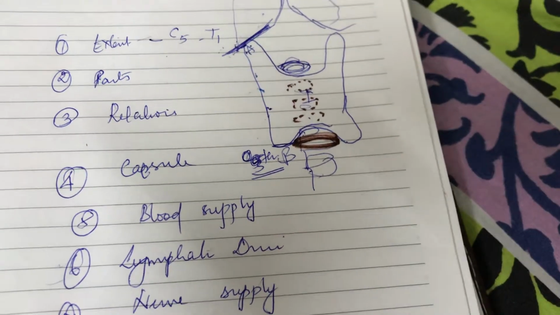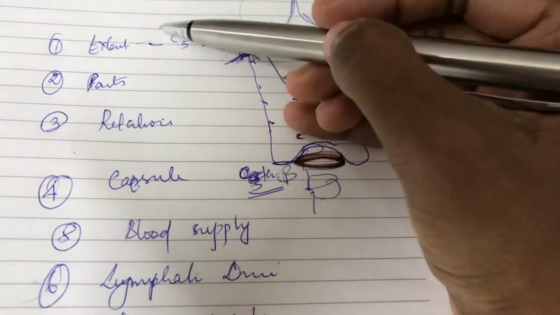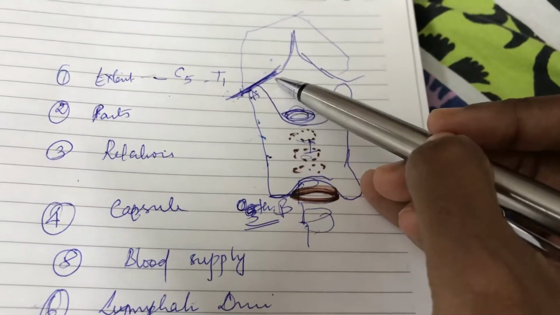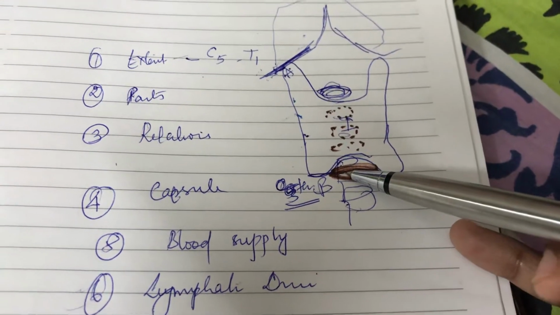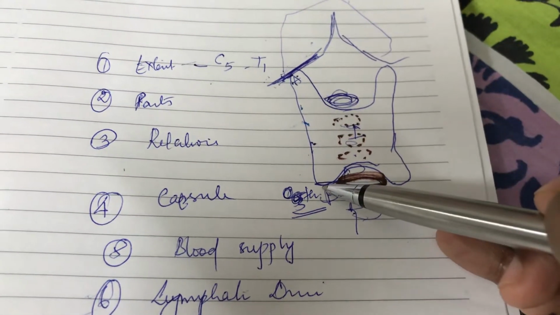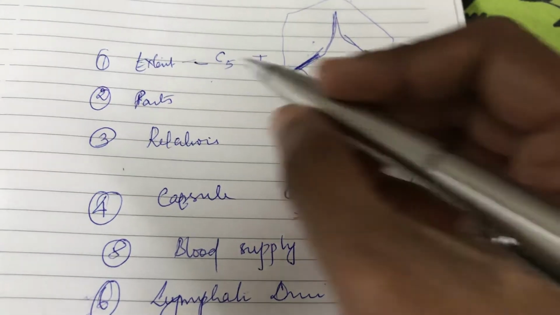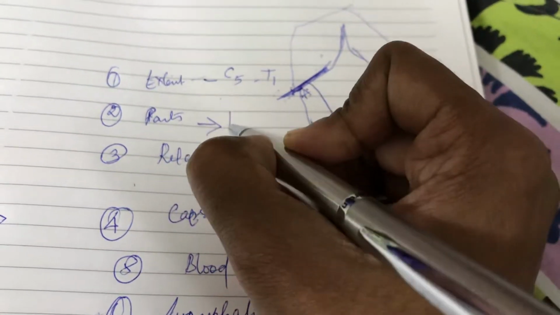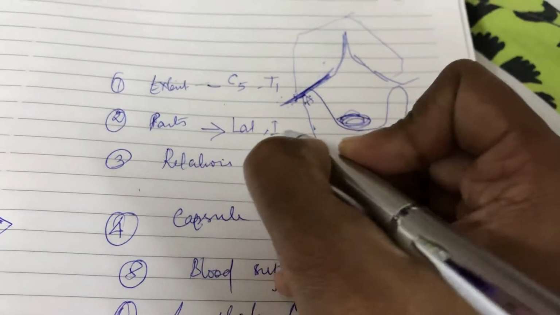Understood? So the extent, how will you write? C5 to T1 or from the oblique line of the thyroid cartilage to the fifth tracheal ring. Understood? This is the apex and this is the base. And then, what about the lobes? So parts, when you write, you have the two lateral lobes and one in the middle, the isthmus.